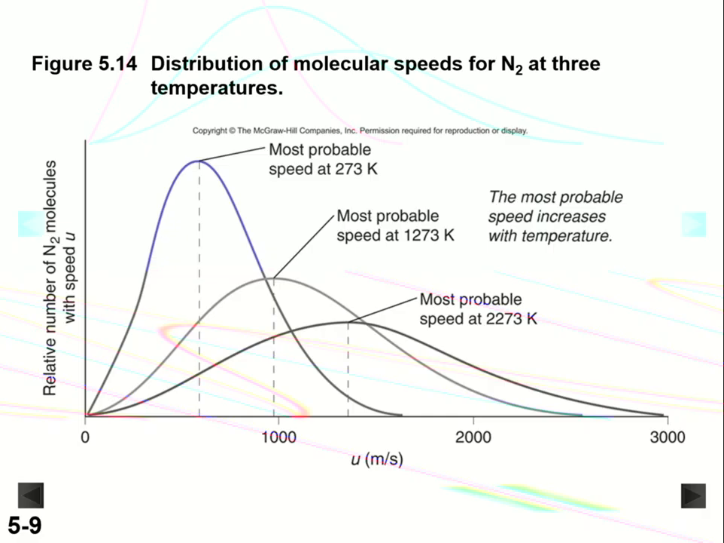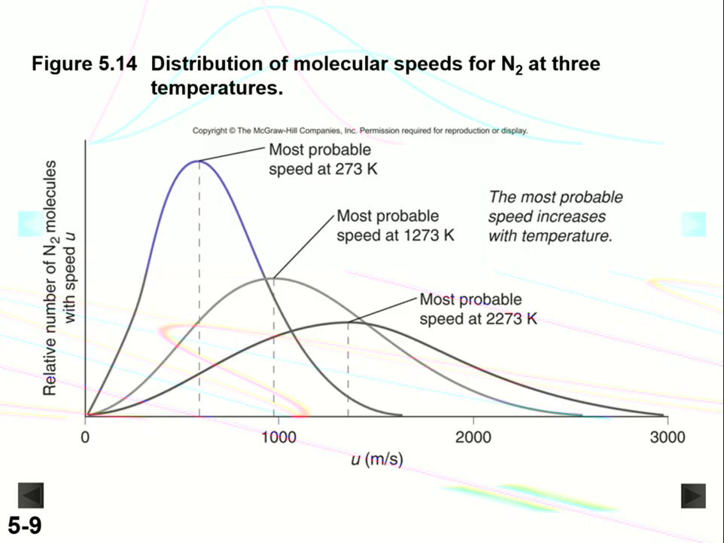Here is a graph of the speeds of molecules as a function of temperature. What we have on each graph is a population distribution, the relative number of molecules in a sample with a particular speed versus the speed. We can take our first graph, the blue graph, the tallest one, at 273 Kelvin, which is the freezing point of water. So we're at 0 Celsius.